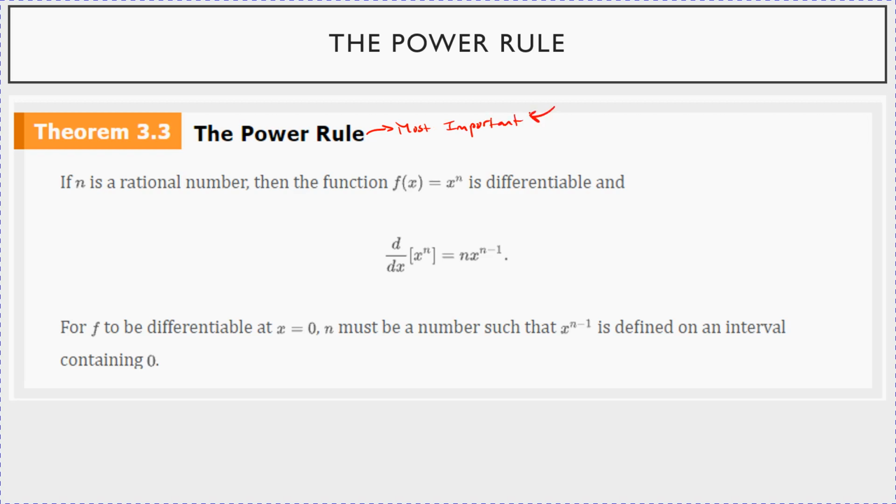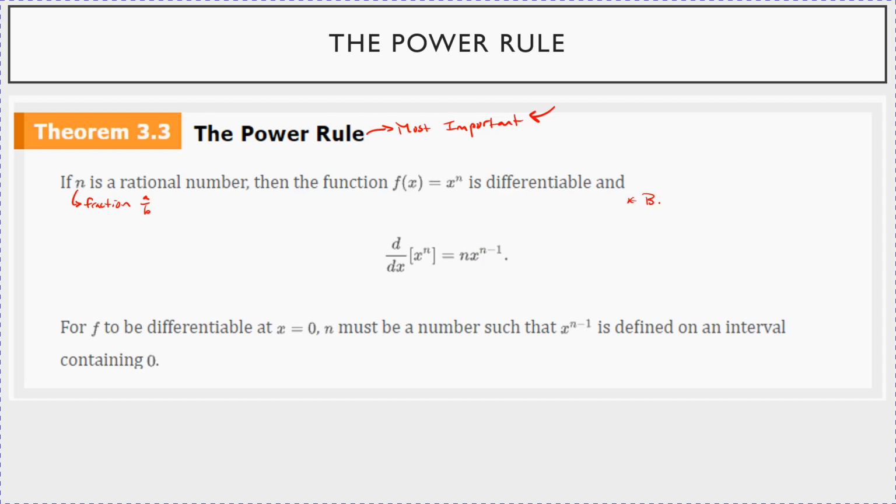So if n is a rational number, remember what a rational number is, it's like a fraction, something like a over b. Then the function f of x equals x to the n is differentiable, and the derivative with respect to x of x to the n, look what happens here. You bring the exponent down in front, and then you raise x to the n minus 1 power.